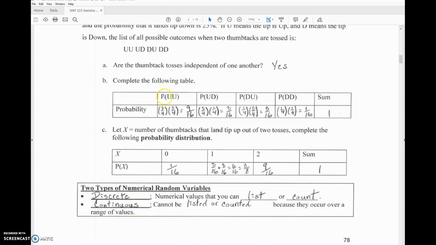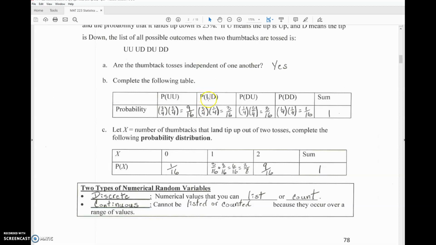So what's the probability of getting up on the first and then up on the second toss? Well, notice I said up and up. It's an and situation where we know we need to use the multiplication rule, and since they're independent, we just multiply the probabilities. So 3/4 times 3/4, right? That's 0.75. I'm putting them in fractions, easier to multiply. 3/4 times 3/4 is 9/16.